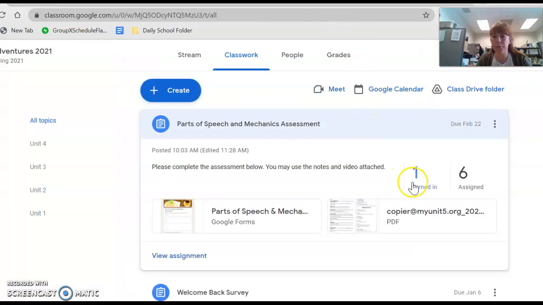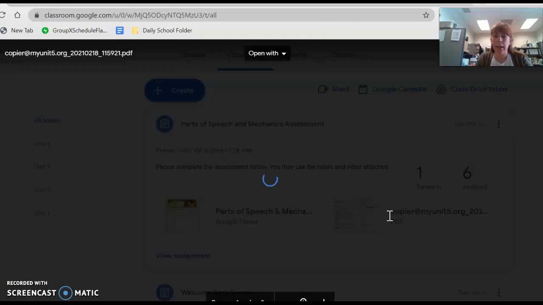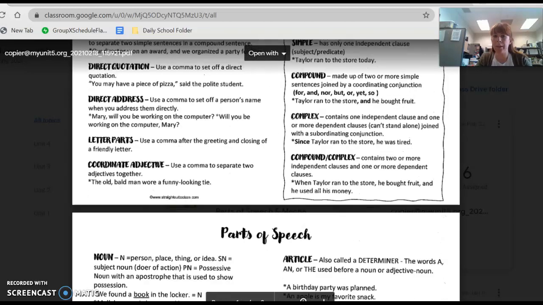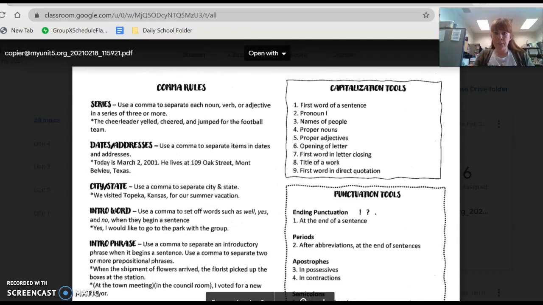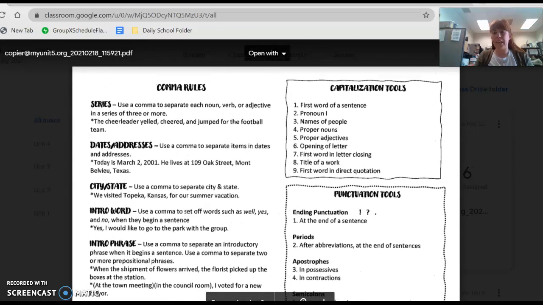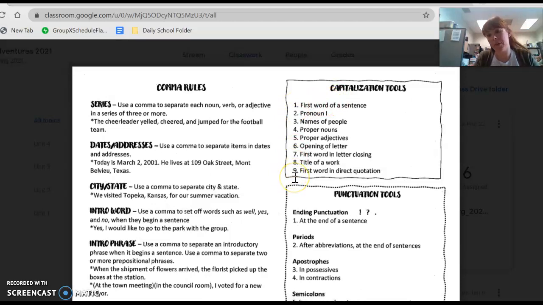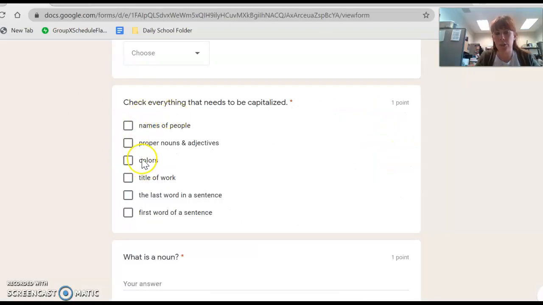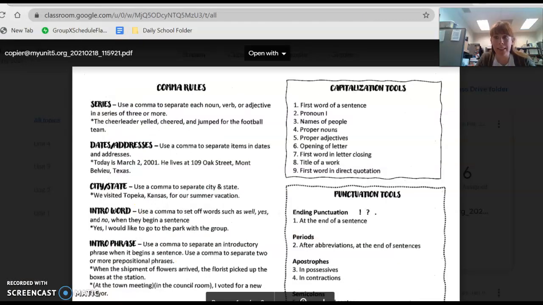If you go back to Classroom, this PDF is your cheat sheet, okay? There's 2 sheets. This one is mostly mechanics. This one is parts of speech, okay? Capitalization is a mechanic tool, okay? And right here, it lists the 9 reasons why we capitalize things, okay? Look at this before you answer this question. Only click the boxes of the things that are on that cheat sheet. All right, does that make sense?